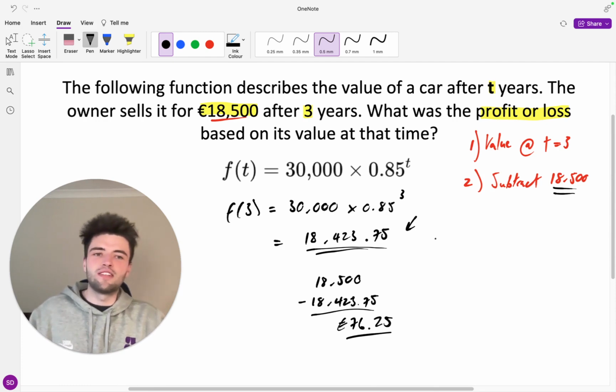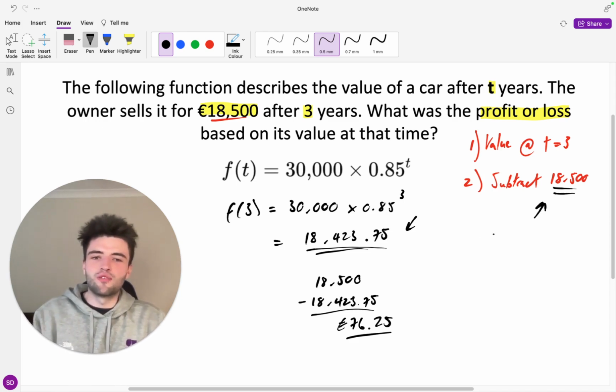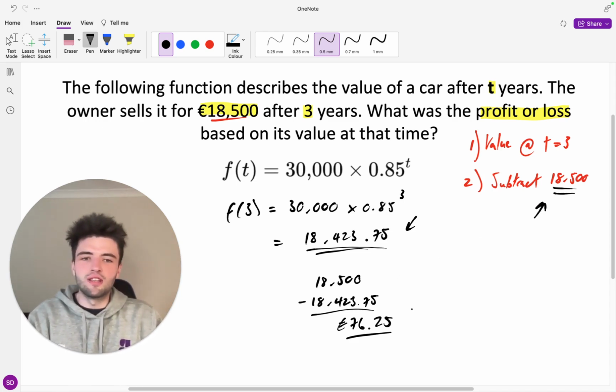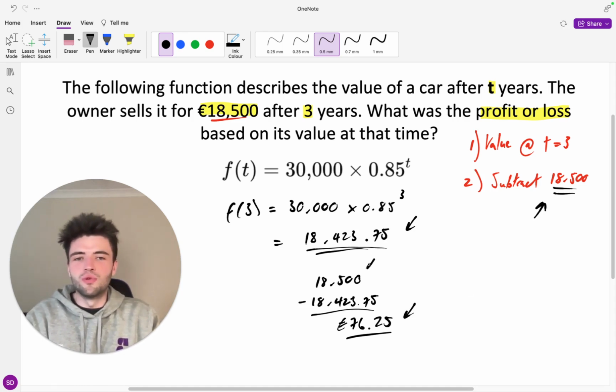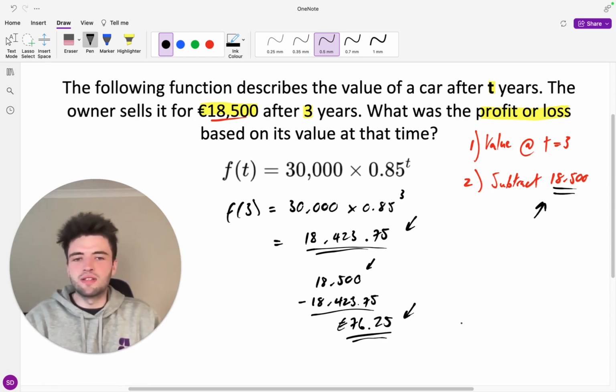It doesn't really matter which order you do this in, so you can subtract 18,500 or subtract from that, as long as you get your sign right at the end. So they made a profit of 76.25 because they sold it for more than it was actually worth. And so this is going to be our final answer, and it is a 76.25 profit.